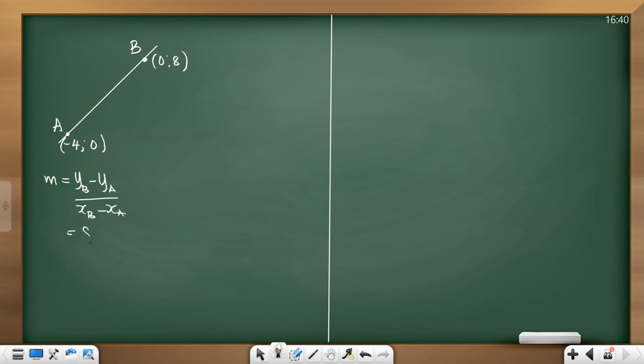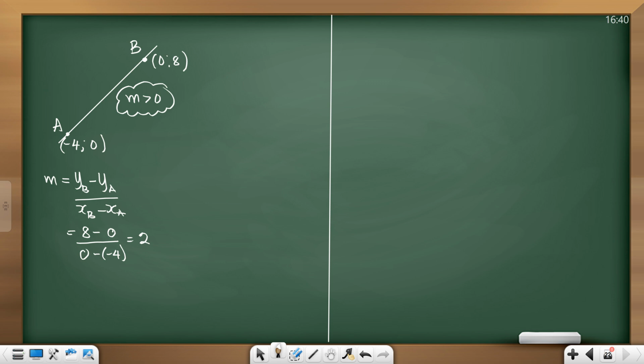What's the y value of B? 8. What's the y value of A? And guys, I am expecting a positive answer. Please, this is important. Your expectation is very important, so that if there's an error, you can go back, because we're human. We can make errors. What is the x value of B? 0 minus -4, and that will give you 2, which is positive.